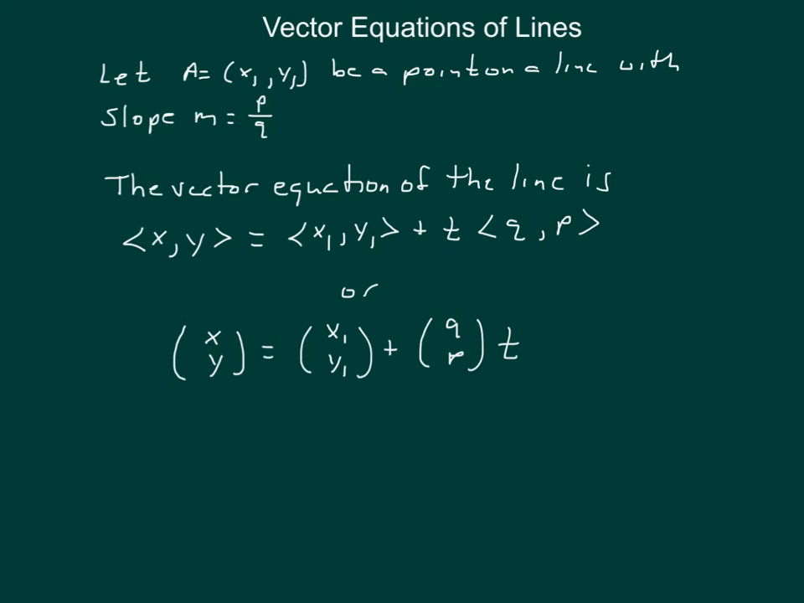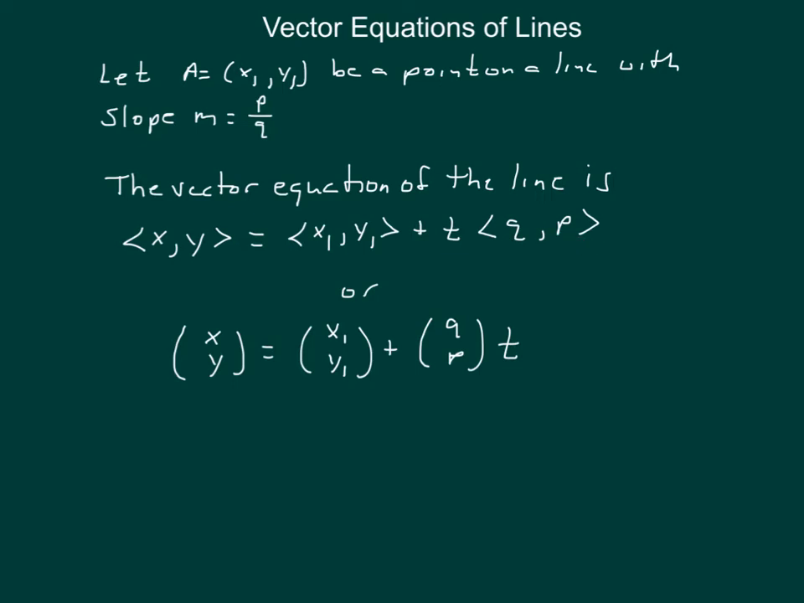And so when we do this, the vector equation of the line is going to be the vector (x, y) equals my point vector that I know, (x1, y1). So just taking that point, writing it as a vector, plus t times our slope vector, which is our horizontal component q and our vertical component p.